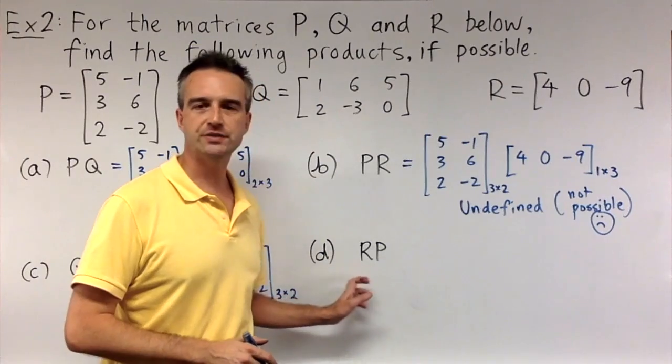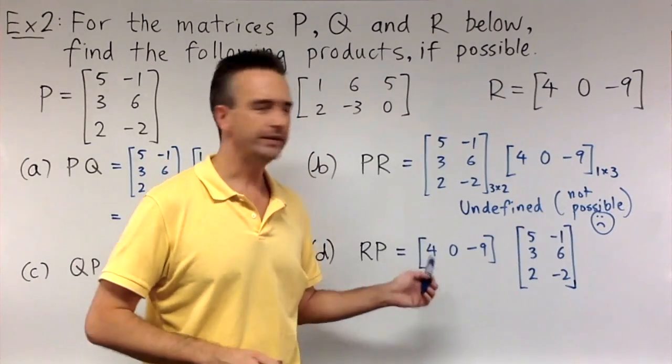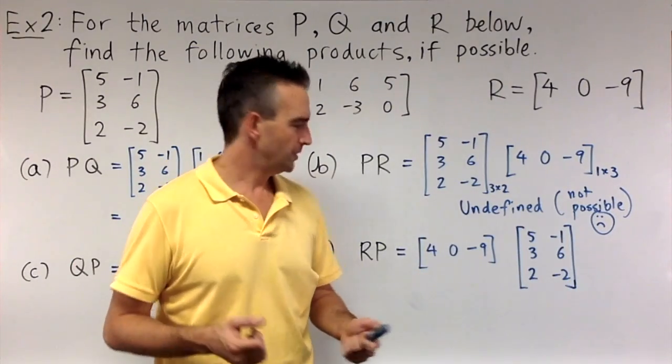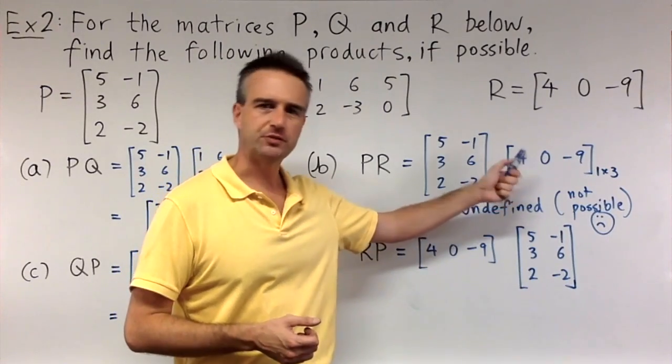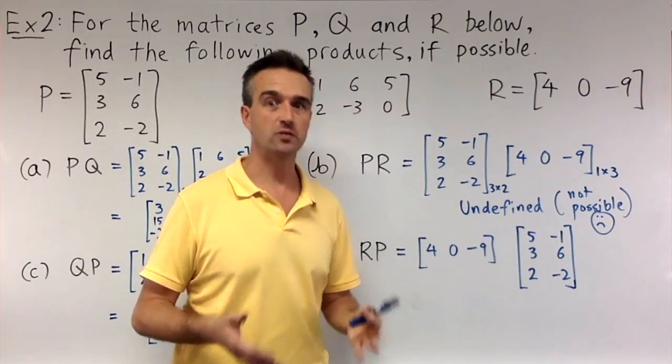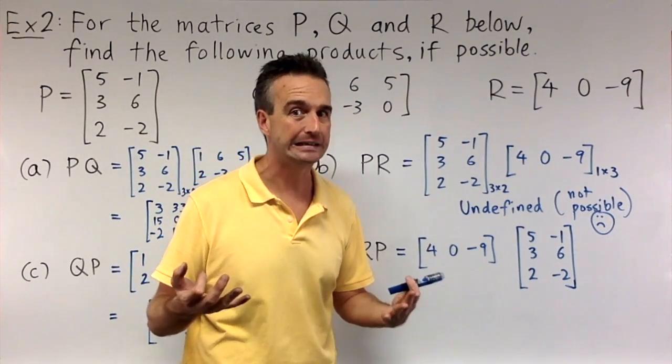And our last one, matrix R times matrix P. Written out, there we go. Maybe this is not possible. Remember what happened with this matrix R up here. Maybe. Can't we do a little better than maybe? Alright, I'll check just in case it can be done.